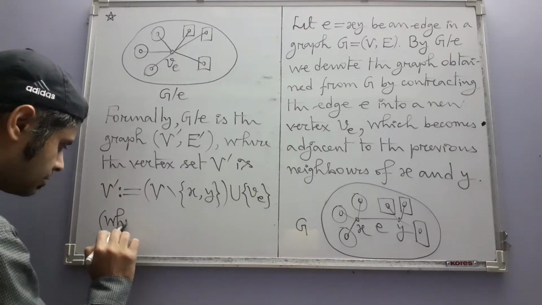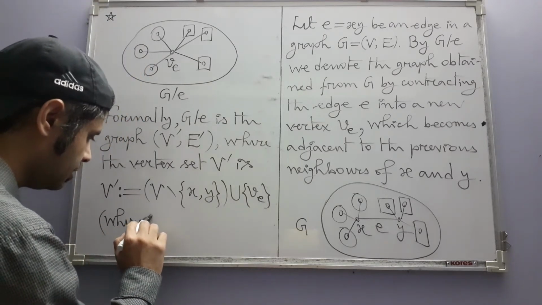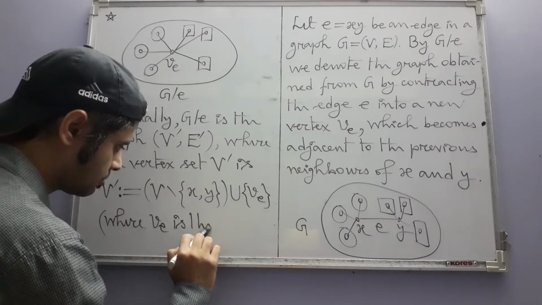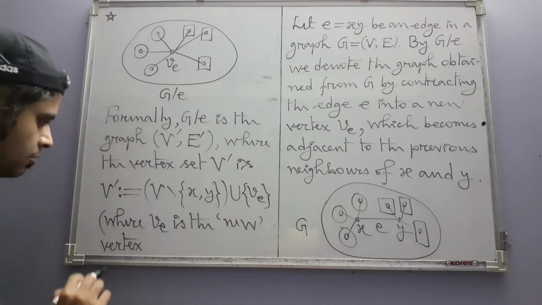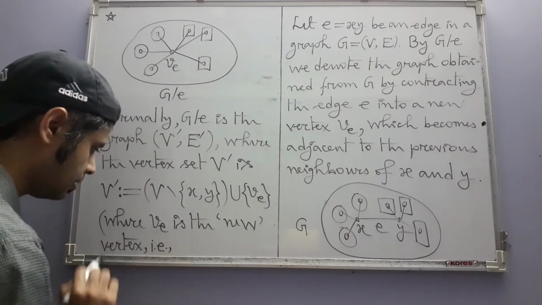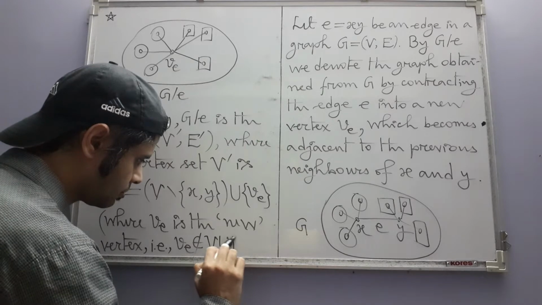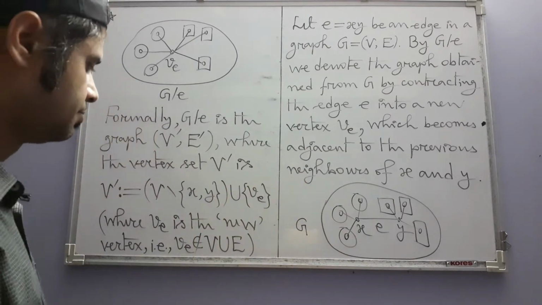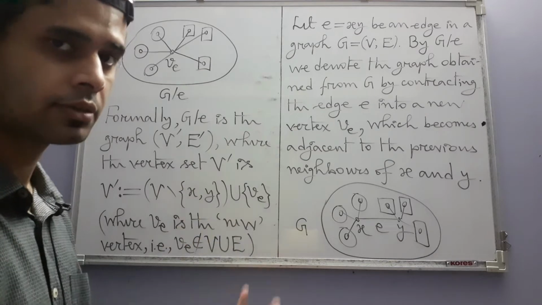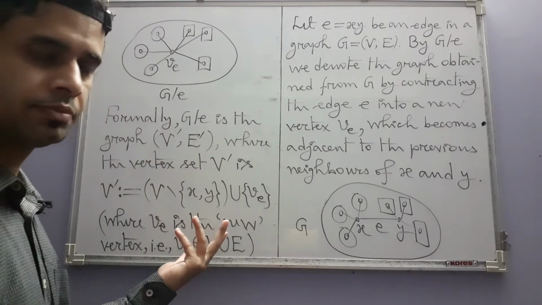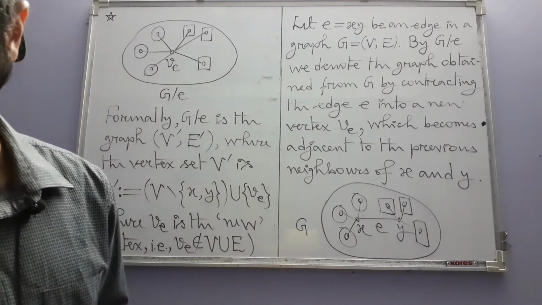We can write within brackets, to emphasize that v_e is a new vertex, where v_e is the new vertex. That is, v_e is something that has come from outside of the graph G. v_e is an object which was not originally present in the graph G at all. We have brought it from outside. Okay, so that's what we mean when we say new vertex. And now the edge set E prime.